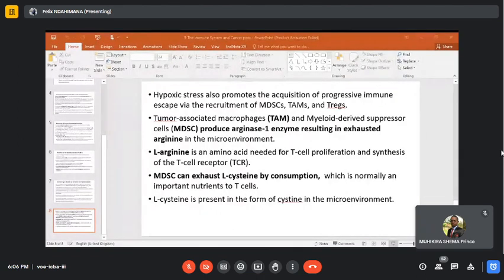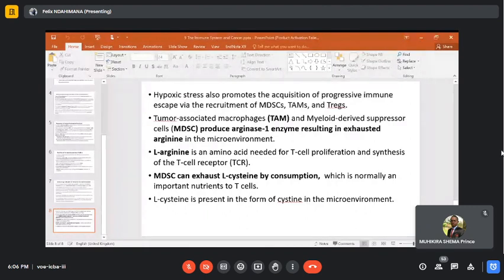So now if this amino acid is not there, it's going to be a problem in the production of T cell receptor, which is really necessary in T cell maturation and all the process. These myeloid-derived suppressor cells can also exhaust the L-cysteine by consumption, and this L-cysteine was an important nutrient to T cells. And then they're saying L-cysteine is present in the form of cysteine in the microenvironment.